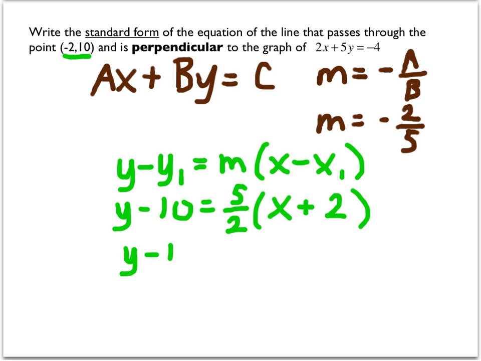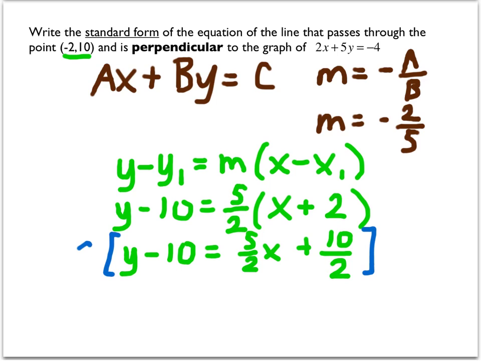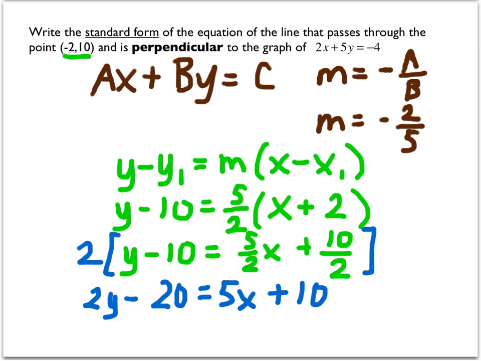First thing I think I will do is just distribute this 5/2. So 5/2 x plus 10/2. I'm going to multiply everything by 2, I think, just to clear out those fractions. Remember, standard form, no fractions involved there. So 2y minus 20 equals 5x plus 10. Now I just have to rearrange stuff a little bit here. And it looks like my final answer for standard form is going to be 5x minus 2y equals, let's see, negative 30, I think is what I'm going to get.